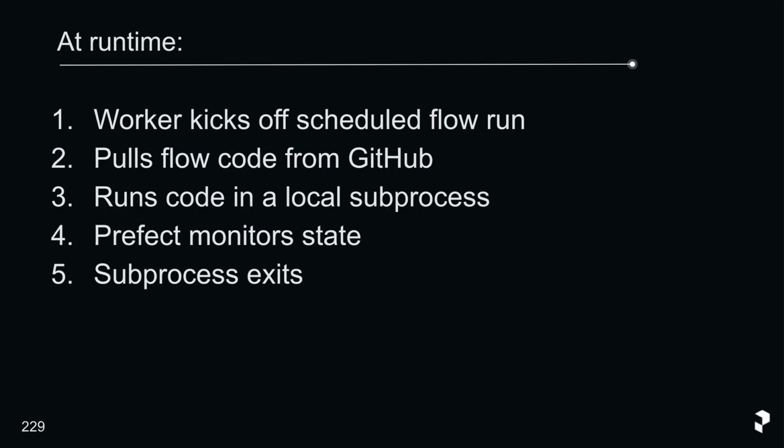First things first, the worker kicks off the scheduled flow run. The code is then pulled from your GitHub repository or the location that you specified in the from source method. The code is run in a local subprocess. Prefect will monitor the state from there on out, and then to clean everything up, the subprocess exits.